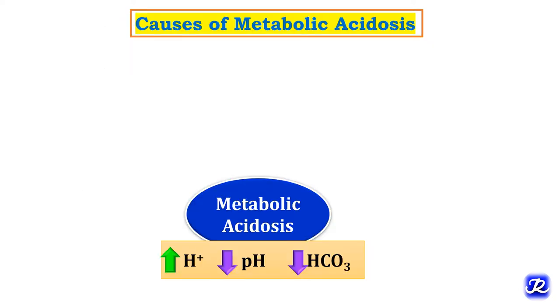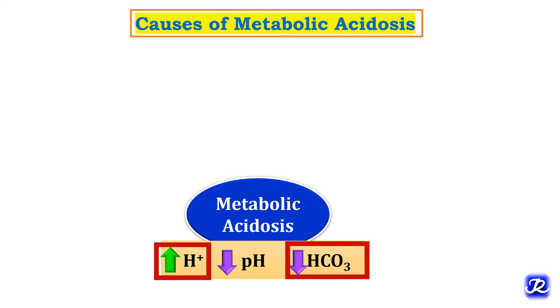What are the causes of metabolic acidosis? We know that metabolic acidosis is characterized by increase in hydrogen ion concentration, decrease in pH, and decrease in bicarbonate concentration. So there can be increase in hydrogen ion concentration, or there can be decrease in bicarbonate ion concentration. And the increase in hydrogen ion concentration can be due to either increase in acid production, or decrease in excretion of acid.